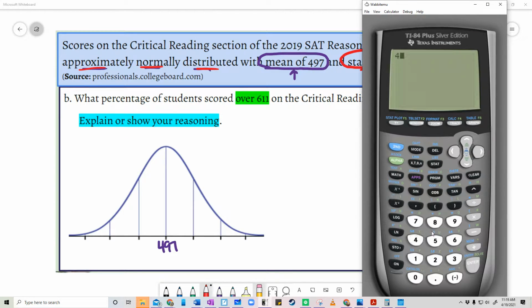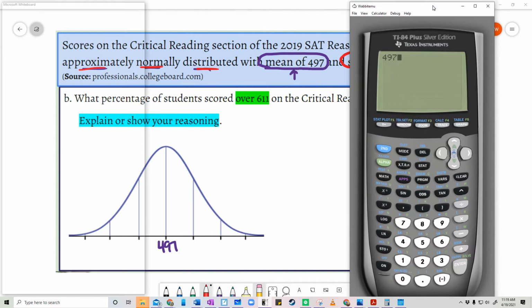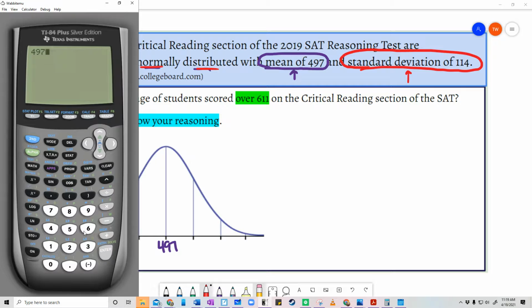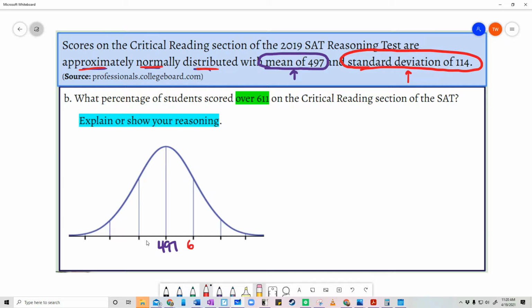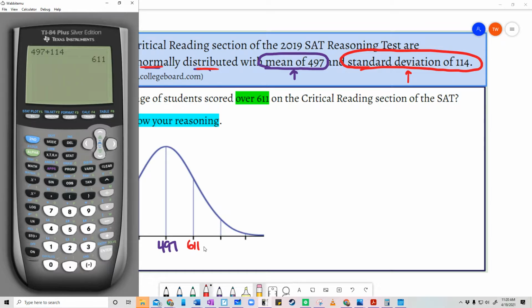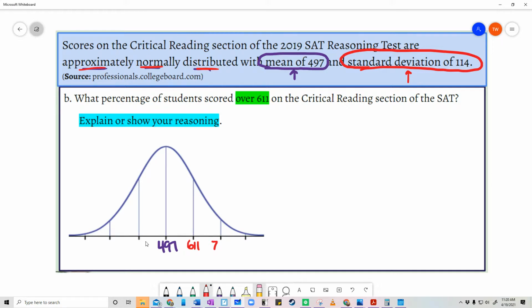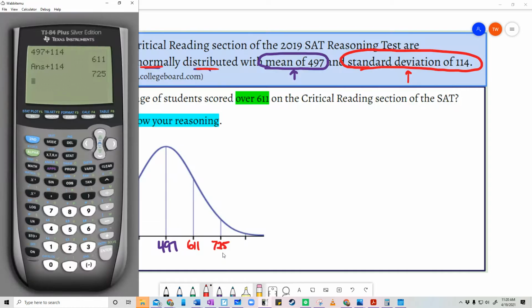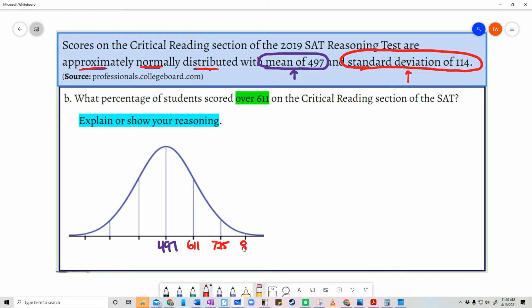So I'm going to take 497 and I'm just going to keep adding on 114 for 3 standard deviations. So plus 114, 611. So that goes here. Then I'm going to add on another 114. So that tells me that 2 standard deviations is 725. And 3 standard deviations above the mean is 839.